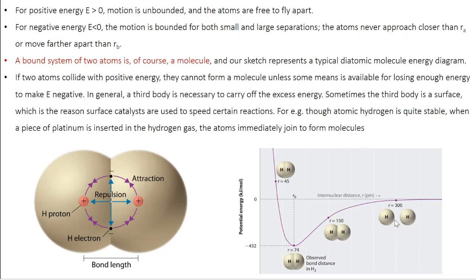Now when you bring these 2 hydrogen atoms closer, for example r equal to 150, at this position the attractive force between the nuclei and the electron cloud is the dominant force. We know that attractive potential is negative potential. That's why when these 2 atoms come closer, the potential energy decreases. Finally, it reaches the minimum point. So at this point, the system reaches its equilibrium position.